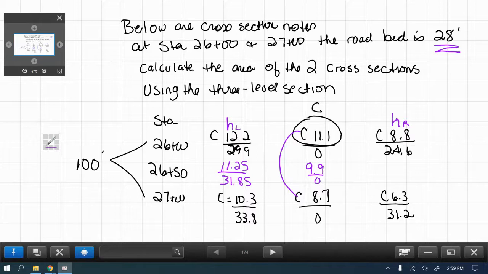All right, so now on the left side, I've got an 8.8 and a 6.3. So that's 15.1 divided by 2, 7.55 for my height. And then my distances are 31.2 and 24.6. If I take those two and divide it by 2.